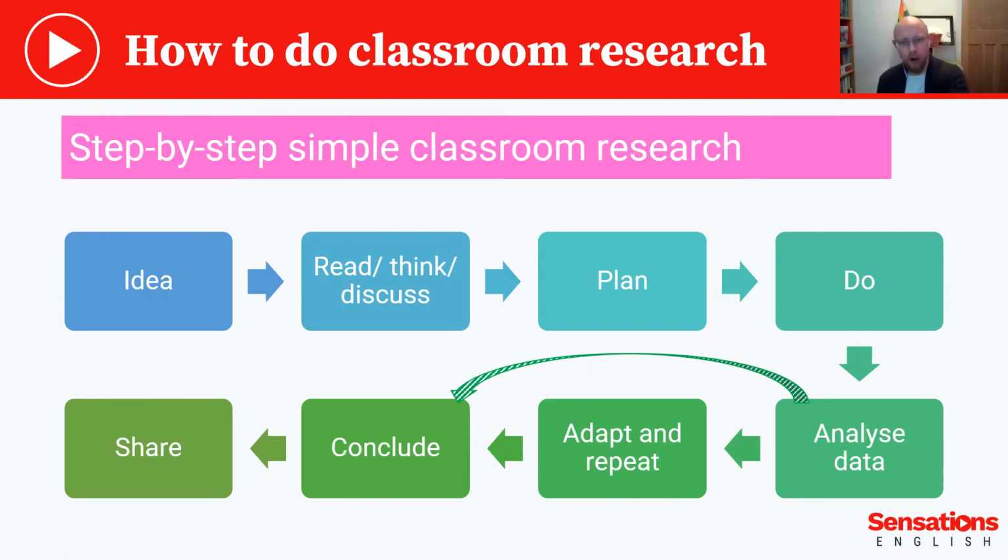In the middle there, we've got adapt and repeat, and that's that extra cycle which exists in the action research model of classroom research. So that's a really simple step-by-step guide there. Before we move on to think about what you might do, does anyone have any ideas for any areas that you might like to think about in your own classroom practice? Anything you would want to investigate, find out about?